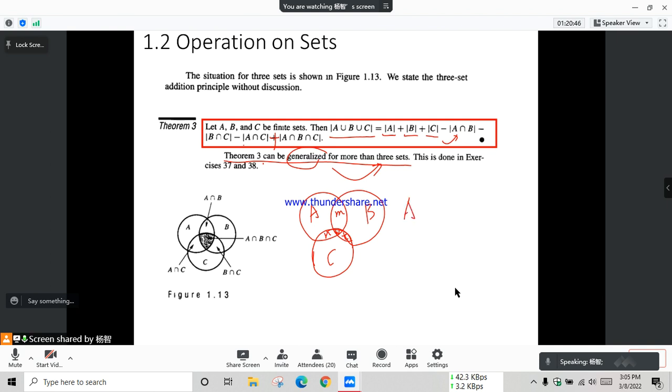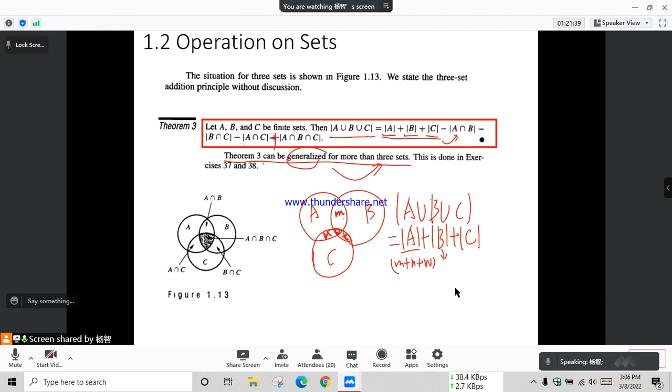Okay, when we calculate the cardinality of the union of A, B and C, we first use the cardinality of A, the cardinality of B, and the cardinality of C. If this part has M elements, this part has N elements, this has T, and the center has W, then for A, we just count this part once: M and N and W.